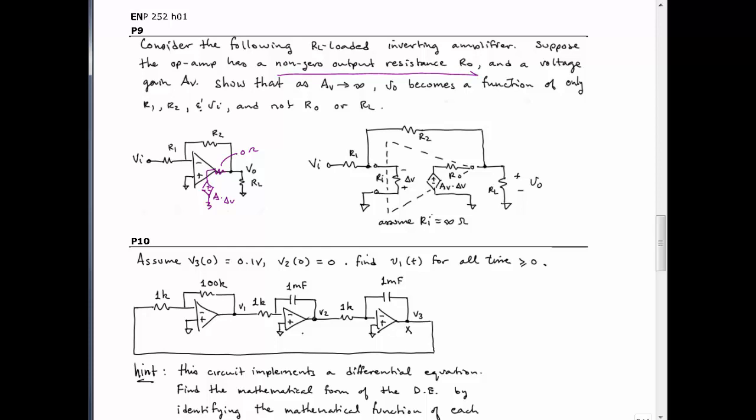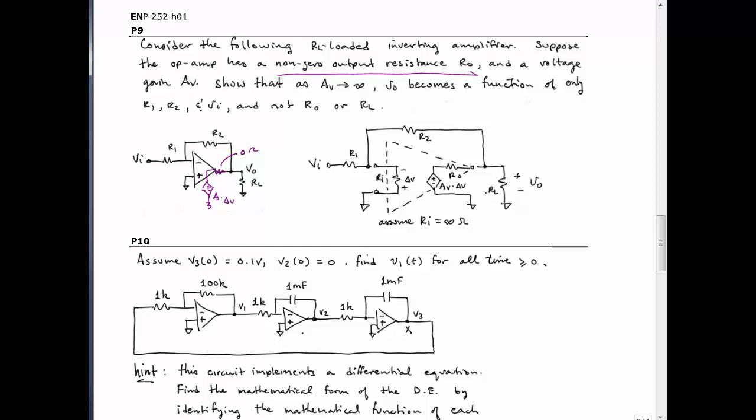Dependent sources are not basic elements. They're made up of other things like transistors and resistors. But we will then draw this RO. Okay, and so the question is, show that as AV goes to infinity, VO becomes a function of only R1, R2, and VI, and not RO or RL.